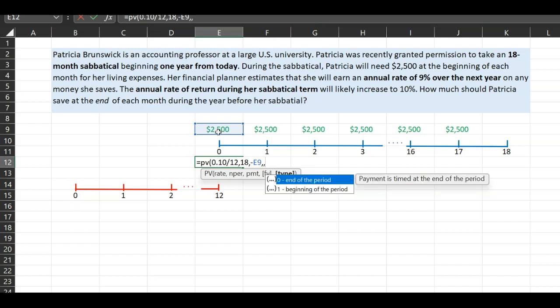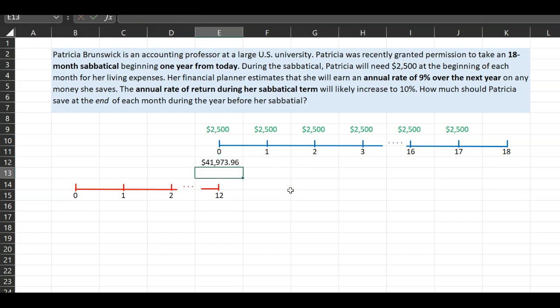However, notice that Patricia needs to make her withdrawals at the beginning of each month. In Excel, you can specify whether the annuity is an ordinary annuity or an annuity due using this dummy variable of 0 or 1. 0 is the default, but because she's going to be doing her withdrawals at the beginning of each time period, we're going to say 1. So this is like saying this is an annuity due problem. And so now if you close the bracket and press enter, this tells you that Patricia essentially needs, by the end of the year, $41,973.96. If she has this much amount, she'll be able to do her $2,500 per month withdrawal over the next 18 months.